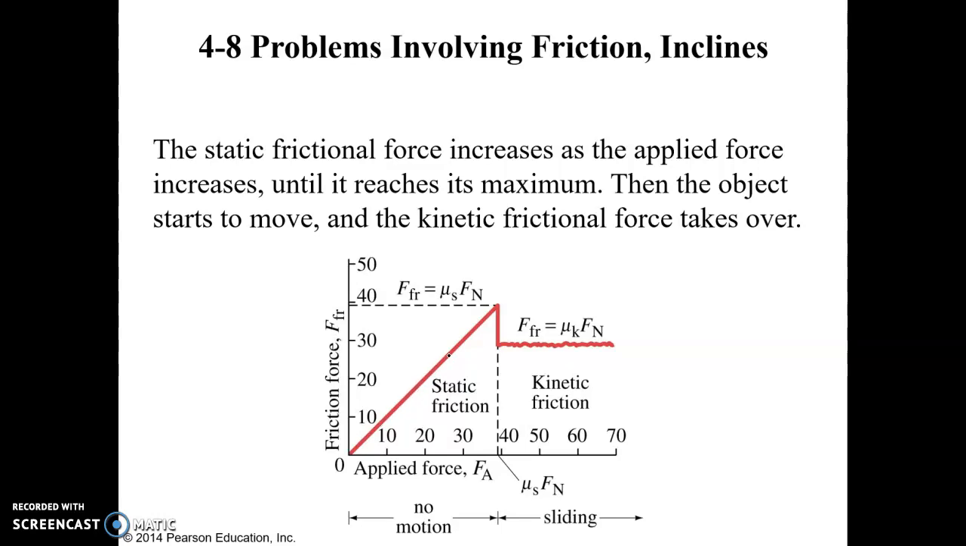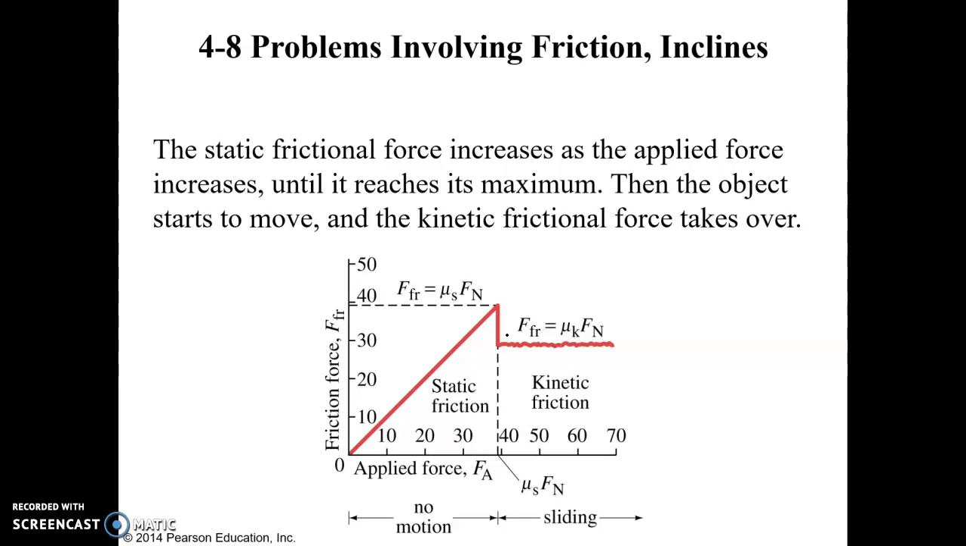The more we push against it, the greater it gets, until we finally overcome it, until we exceed the maximum static friction force, and then the object starts to move. And once it does, that friction force drops down and then levels off to the kinetic friction force, which is equal to the normal force times the kinetic coefficient of friction.